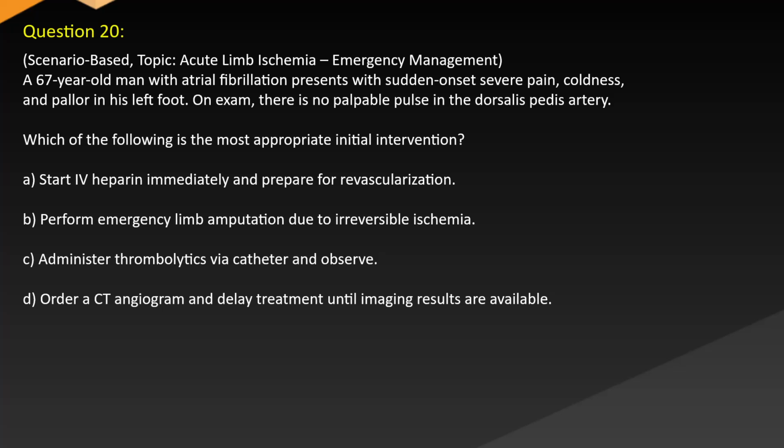A. Start intravenous heparin immediately and prepare for revascularization. B. Perform emergency limb amputation due to irreversible ischemia. C. Administer thrombolytics via catheter and observe. D. Order CT angiogram and delay treatment until imaging results are available.